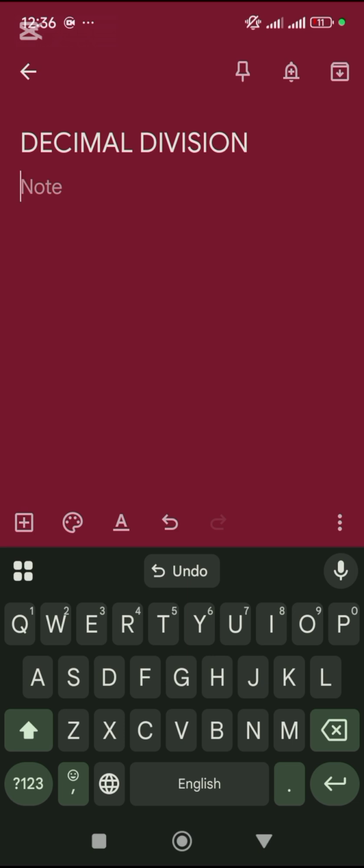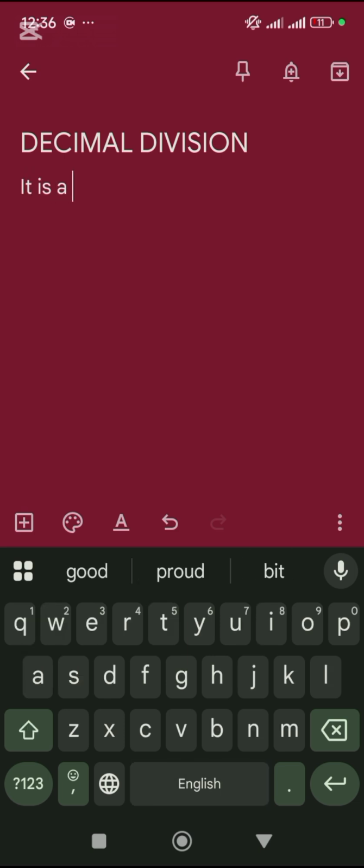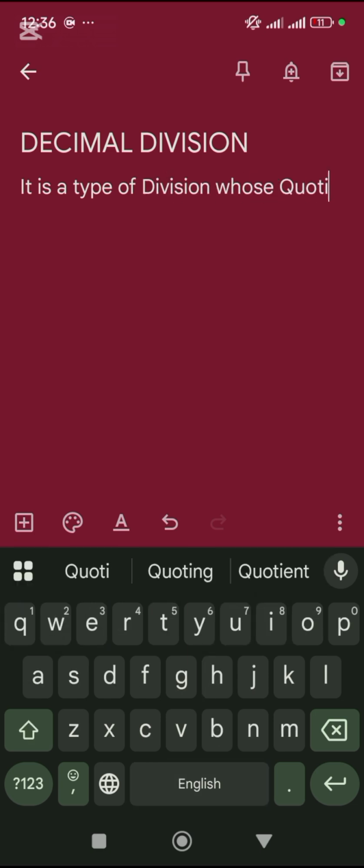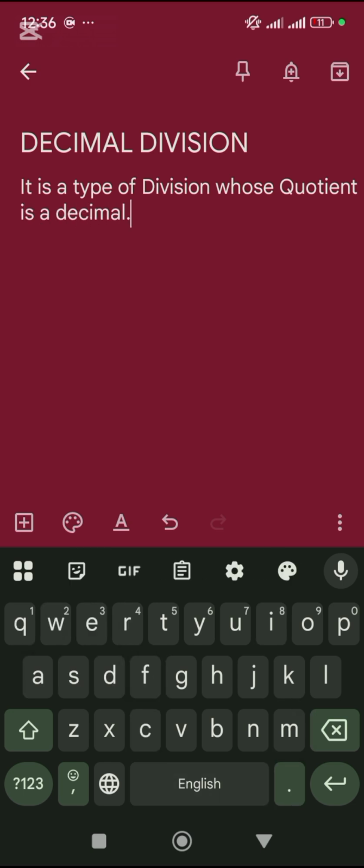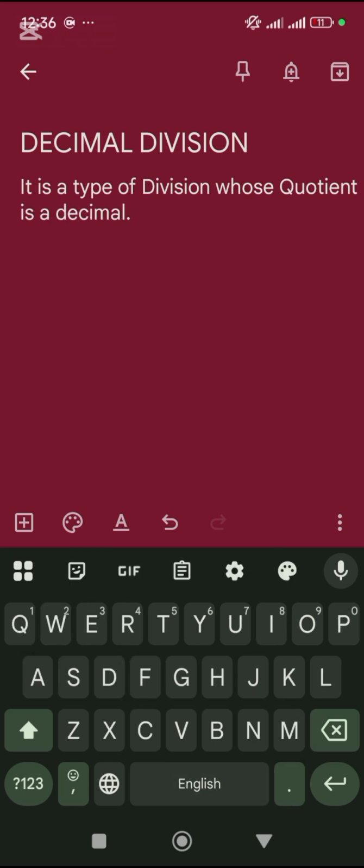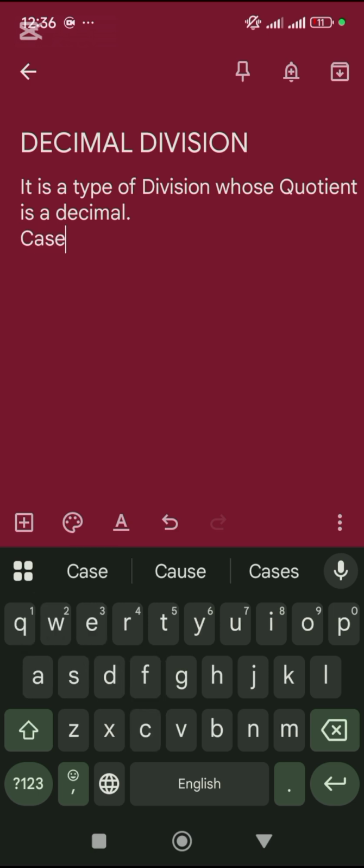Okay, so what is decimal division? It is a type of division whose quotient is a decimal. And of course, each time we talk about quotient, we are actually referring to the answer. Okay, we're looking at the answer. In this decimal division, we are going to be looking at 4 cases.